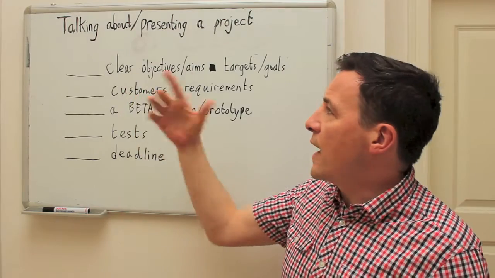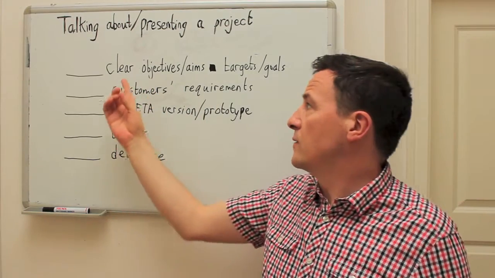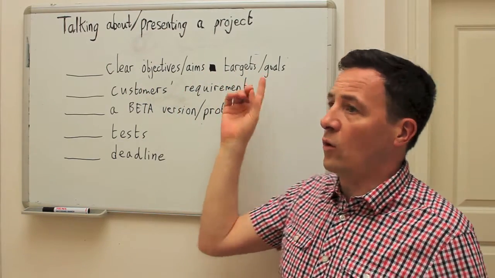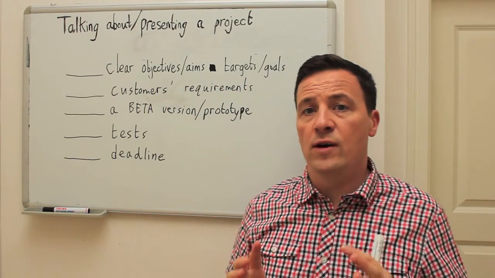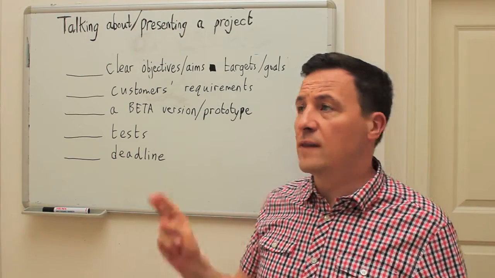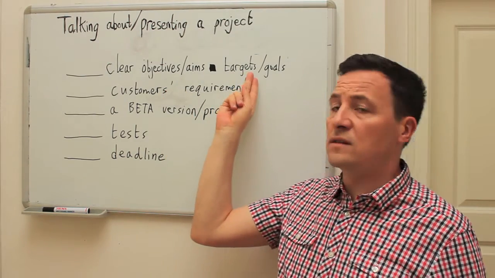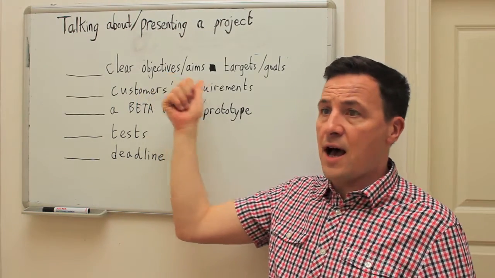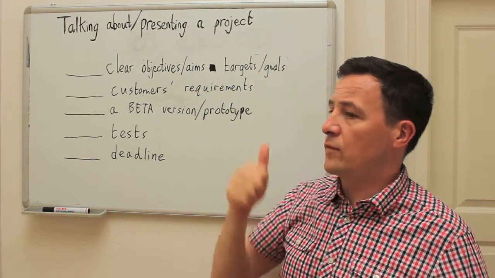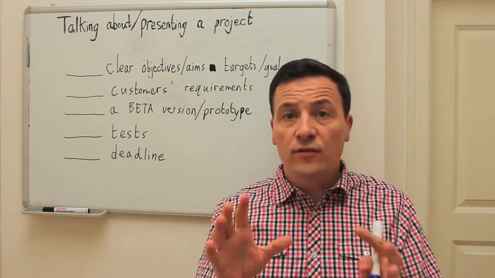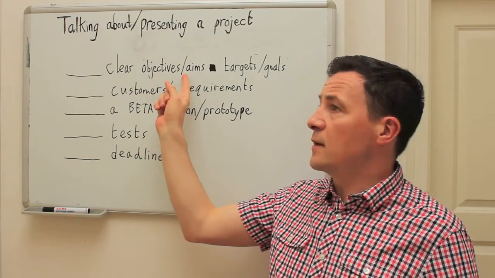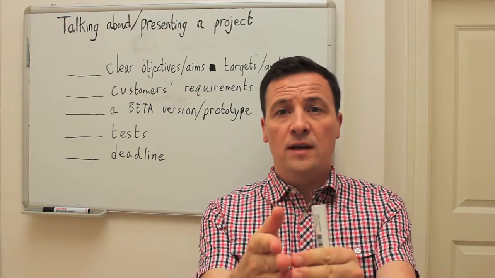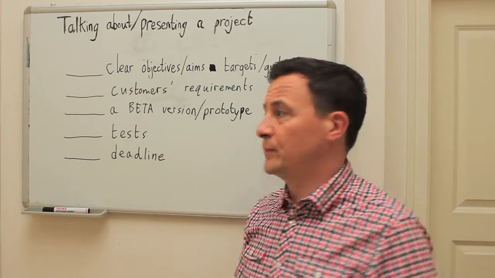So first of all, in every project you need to have clear objectives or aims, or clear targets and goals. My first question for this video is, what is the difference between these words and these words? So what's the difference between objectives, aims, and targets, goals? Well, the difference is that objectives and aims are more general and targets and goals are more specific and measurable.